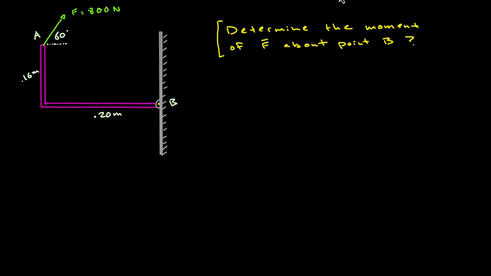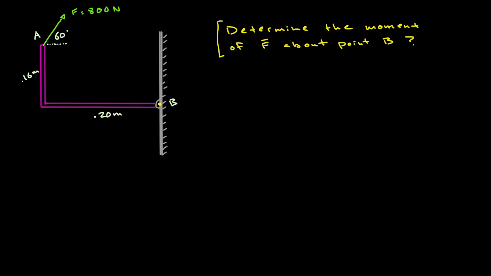So this is the problem set up here. There's this pink L bracket that's pinned to the wall at point B, so it can rotate up and down, and there is a force applied at point A in this direction at a magnitude of 800 newtons. And then the question asks, determine the moment of F, so determine the moment due to this force F about this pivot point B down here at the wall.